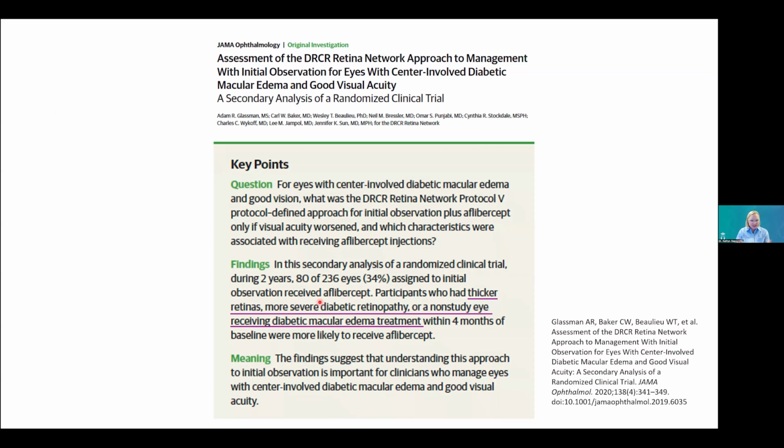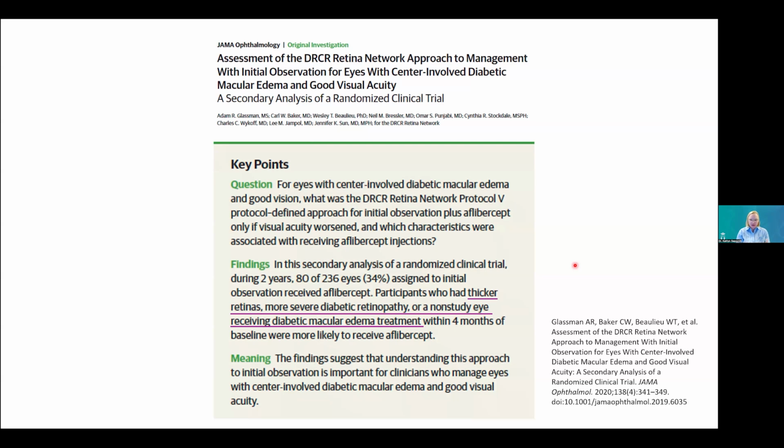Now, one thing I also think you need to be very aware of as you're considering these guidelines and this staging system is that about 1/3 of the patients in Protocol V that were originally assigned to just the observation group ended up having a decrease in visual acuity over the study period. And so they were immediately then moved to the aflibercept group, or treated with anti-VEGF. So that's a pretty big chunk of those patients that were observed.